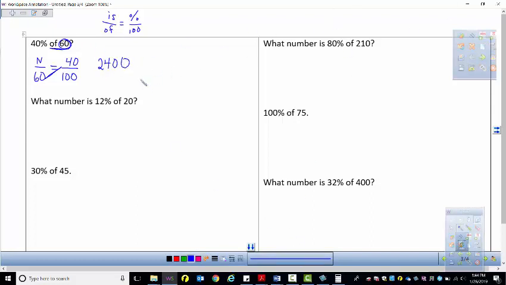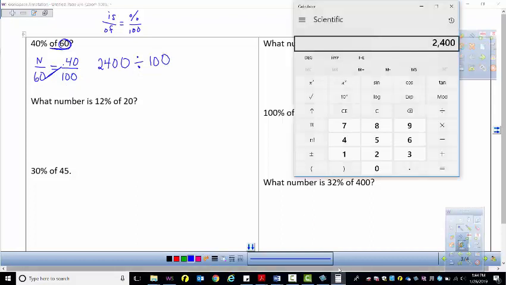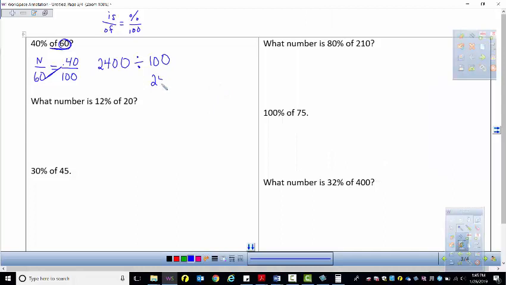And then I divide by the number that I haven't used. So I use these two. I have not used 100, so I divide by 100. So in your calculator, you take 2,400 divided by 100. And my answer is 24. That's the answer to that problem. So 24 is the number that is 40% of 60. Okay, so let's try another one.